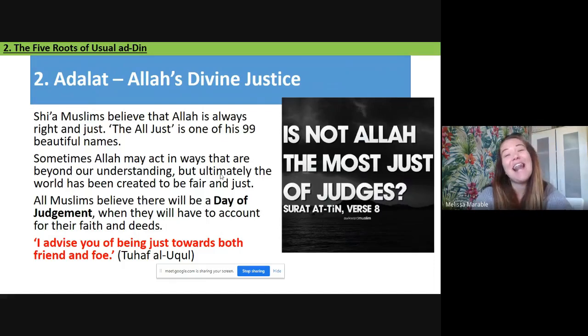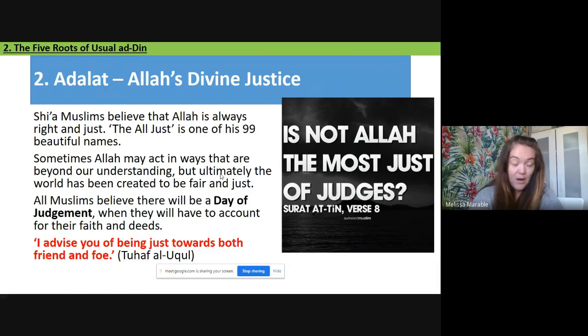Okay, second one is Adala, which means Allah's divine justice. So Shia Muslims believe that Allah is always right and just. One of his 99 beautiful names is the All Just. Now, just and justice means to do what is right and fair. So they believe that they have a really fair God, a God that does the right thing. You might not be able to understand it sometimes, but in the grand scheme of things, everything happens by Allah's will, his command, and he does so in a fair way.